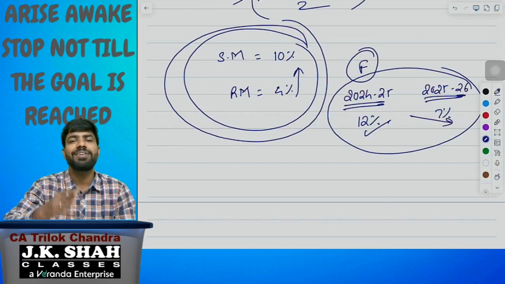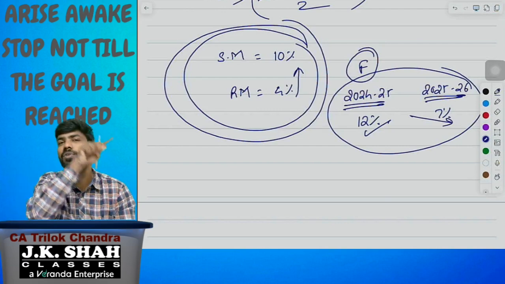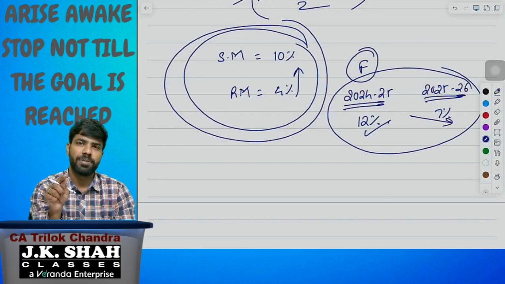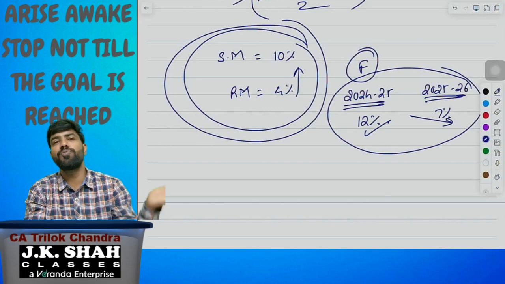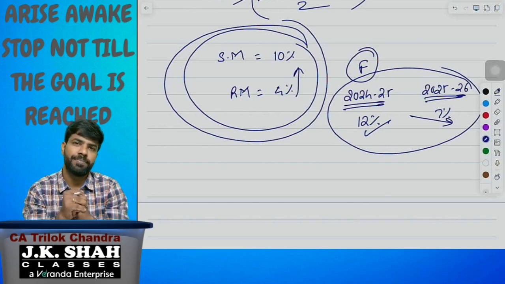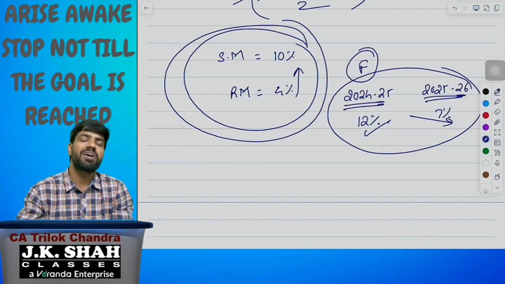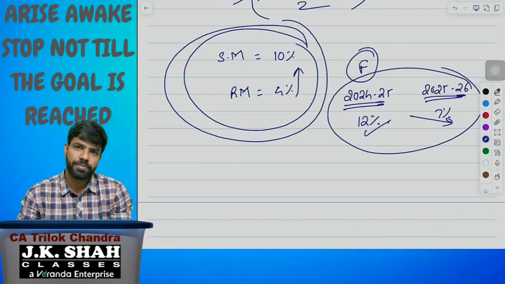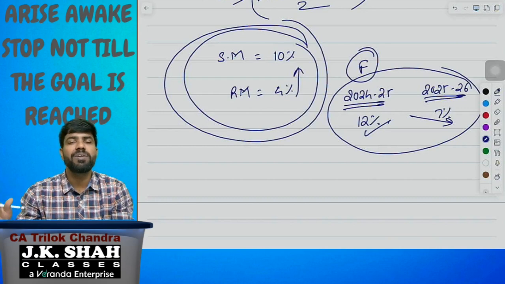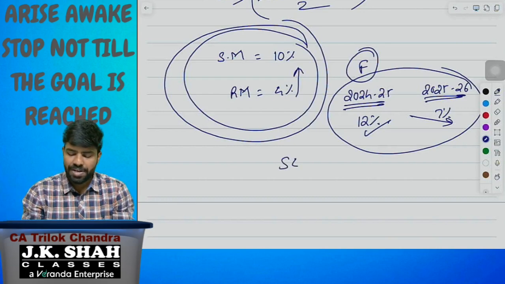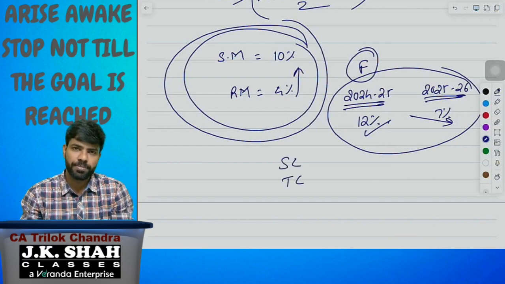First of all, what is labor turnover? Rotation of employees. Old people leaving the organization, new people joining the organization. If this rotation comes down, the labor turnover cost will come down. As I told you, different cost elements will be involved: settlement cost, training cost, recruitment cost.